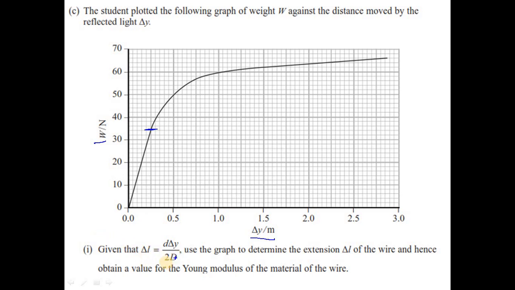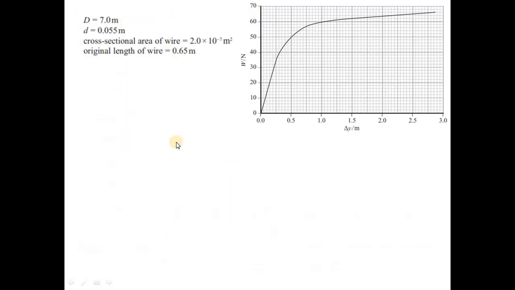Given that delta L is equal to this, use the graph to determine the extension delta L of the wire, and hence obtain the value of Young modulus of the material of the wire. Capital D is given, small d is given, cross-section area is given, and original length of the wire is given. In fact, we need to find the Young modulus.